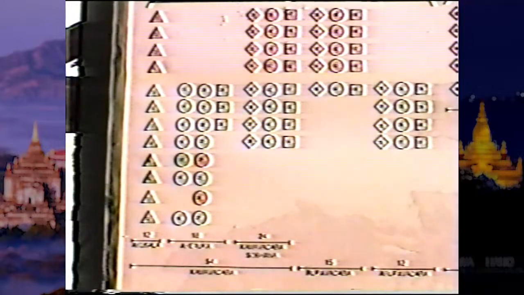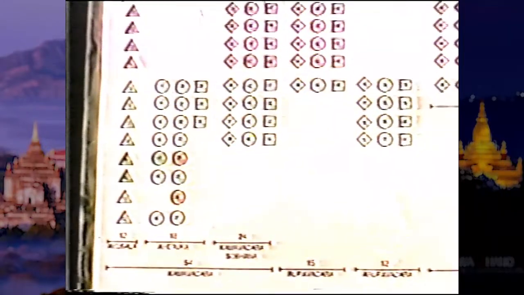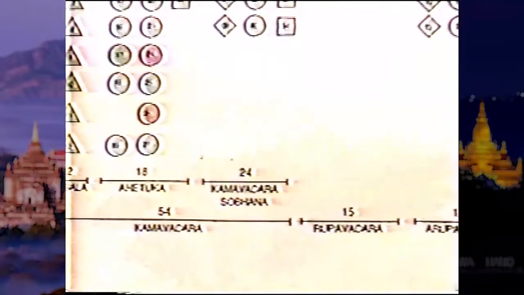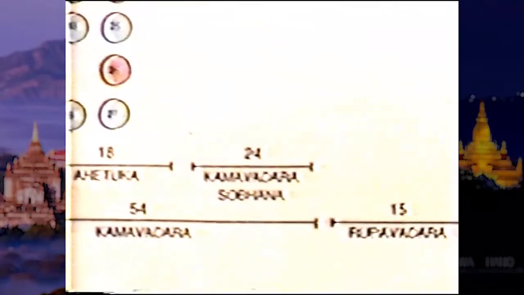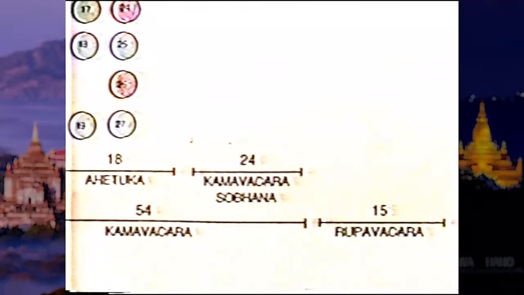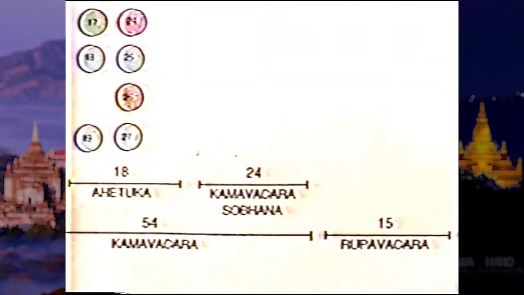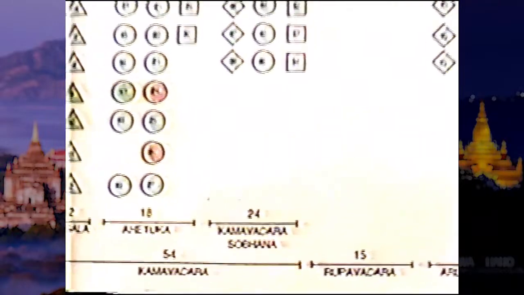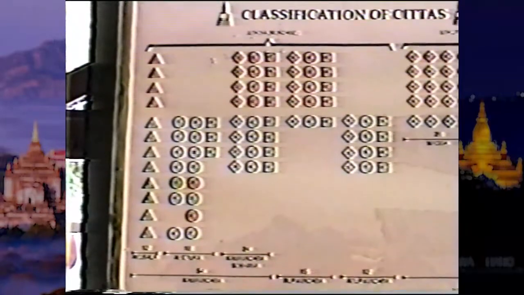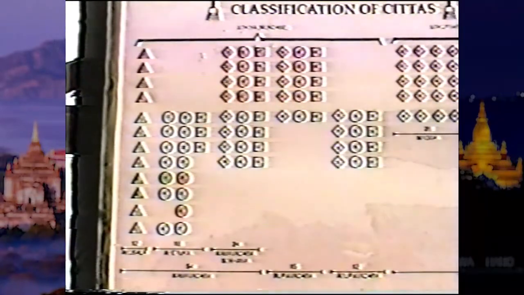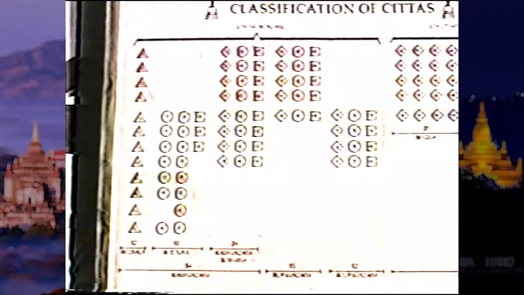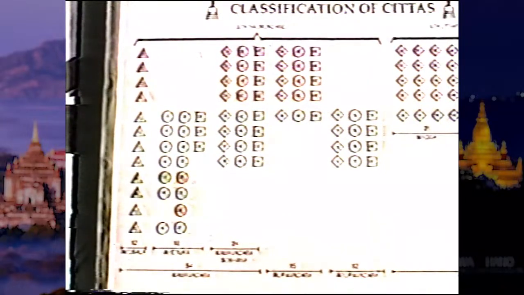And the third group is kama vachara sobhana. Sobhana means beautiful, and so beautiful sense sphere consciousness. So since they are beautiful, they belong to kusala, what do you call? Sobhana, right? So sobhana consists of kusala, vipaka and kriya. We'll come to them later. So there are altogether 24 types of beautiful sense sphere consciousness.